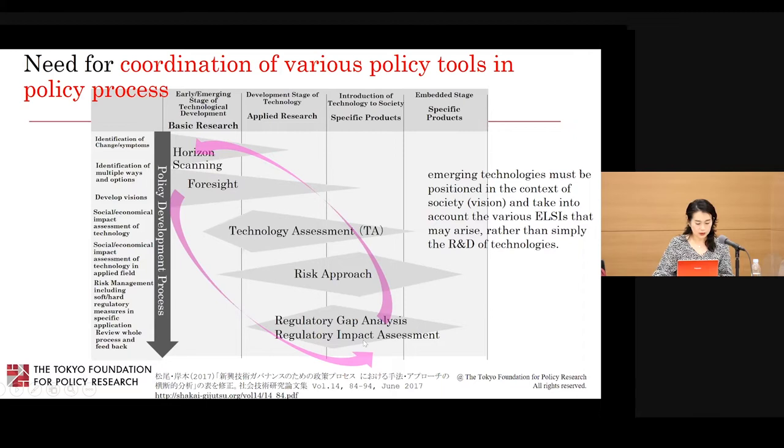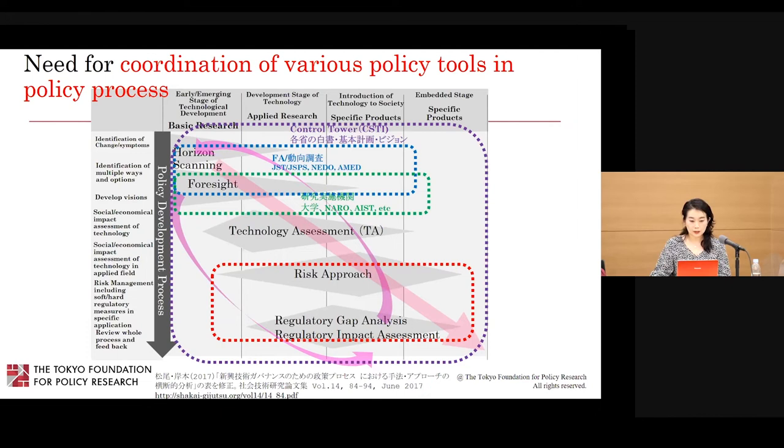And emerging technologies must be positioned in the context of society and take into account various ELSI, ethical, legal, social issues that may arise, rather than just simply focusing on the research and development of technology. And lessons from the technology and products from each of those activities must be shared and handed over throughout the policy process. However, this is not the case. And if we think about the current policy related to biotechnology in Japan, the biotech strategy is developed at the Council for Science, Technology, Innovation, which is situated in the Cabinet Office.